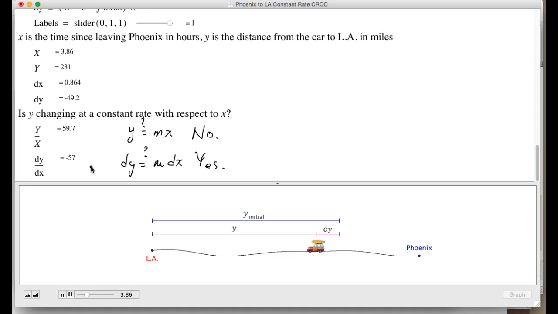Aiden, what do you think? It's changing at a constant rate. I think the first ratio shows y not changing with respect to x. It's just what is the y value and what is the x value in a ratio to each other. But the question is with respect to the shape.